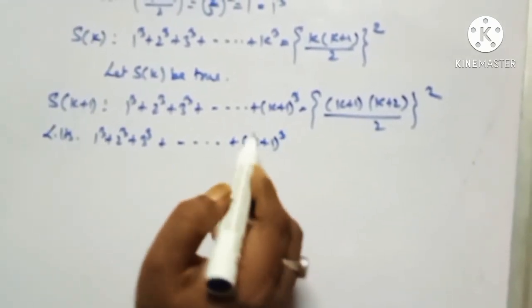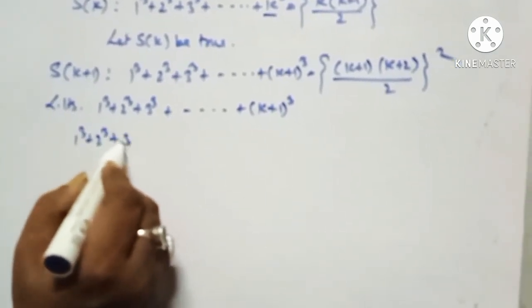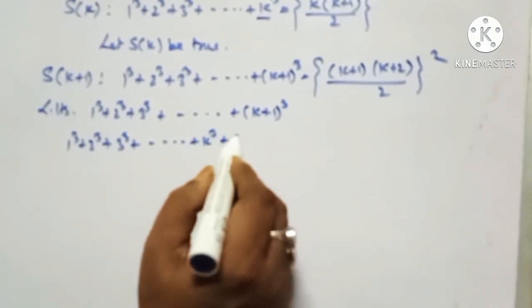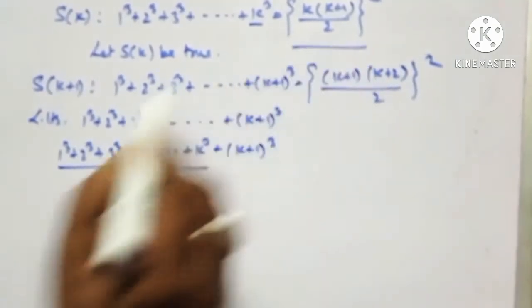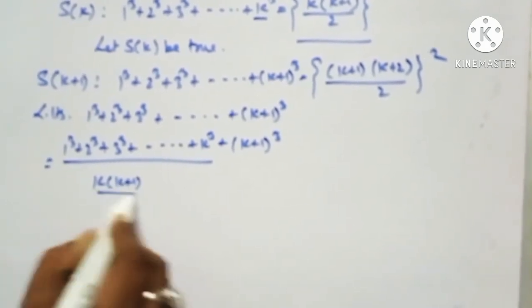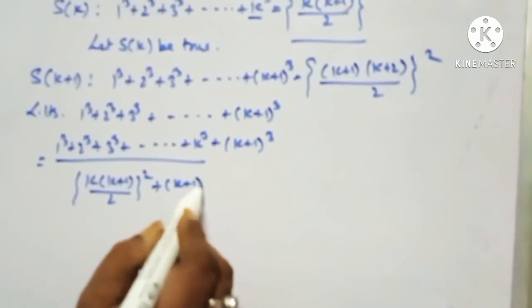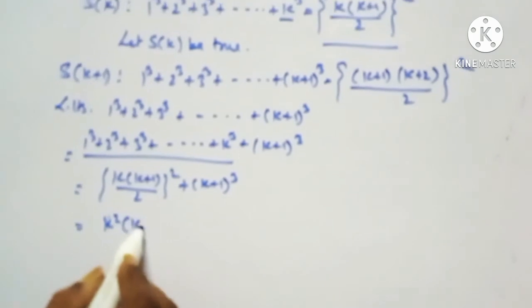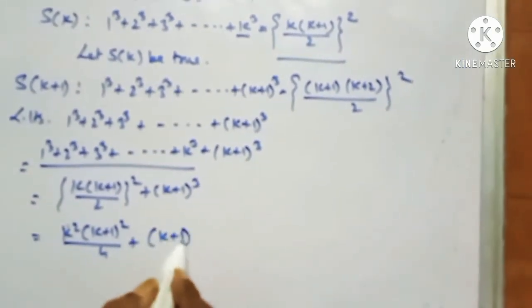The preceding term of this is this. So 1 cube plus 2 cube plus 3 cube plus dot dot dot plus k cube plus (k plus 1) the whole cube. Now the value of this is this. So this is (k into (k plus 1) by 2) the whole square plus (k plus 1) the whole cube. So this becomes k square (k plus 1) the whole square by 4 plus (k plus 1) the whole cube.